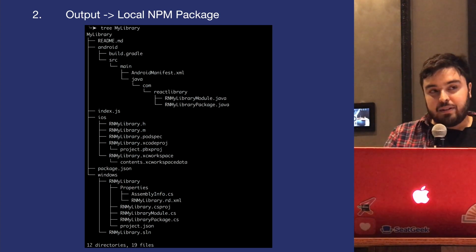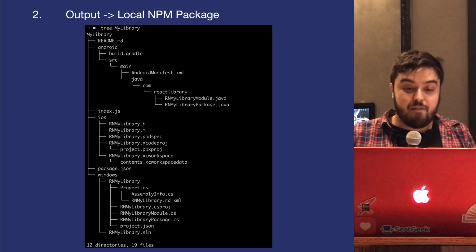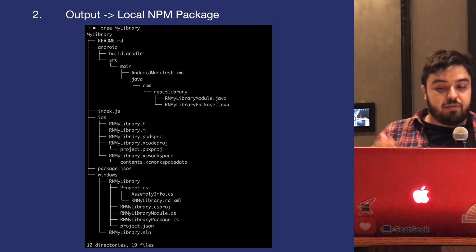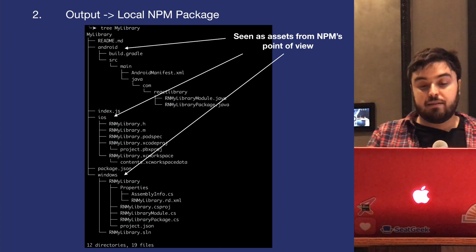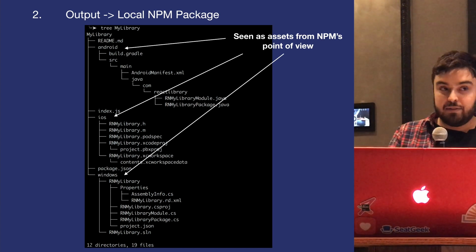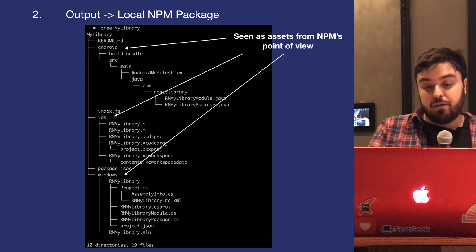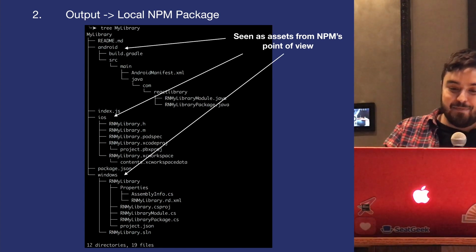And this is starting to look like the previous React Native camera that we were navigating before. You can see there's an Android folder with some Java files. There's an iOS folder with some Objective-C native files. There's index.js where you could put in a JavaScript wrapper of your native code if you want it. And there's a Windows folder too.